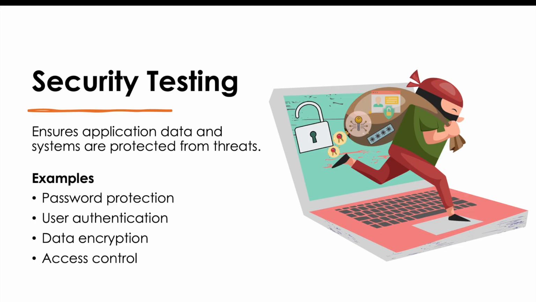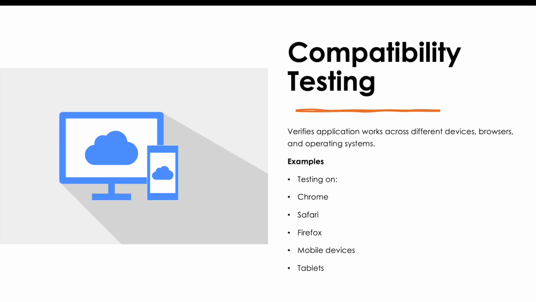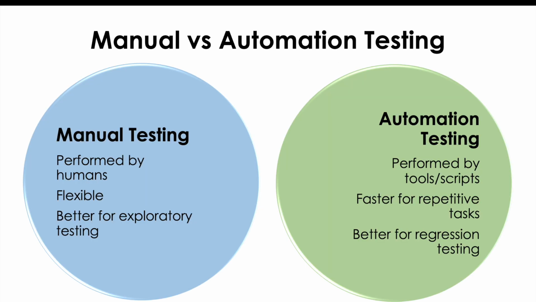Security testing ensures application data and systems are protected from threats. For example, password protection, user authentication, data encryption, access control. Compatibility testing verifies the application works across different devices, browsers, and operating systems. For example, testing on Chrome, Safari, Firefox, mobile devices, and tablets.